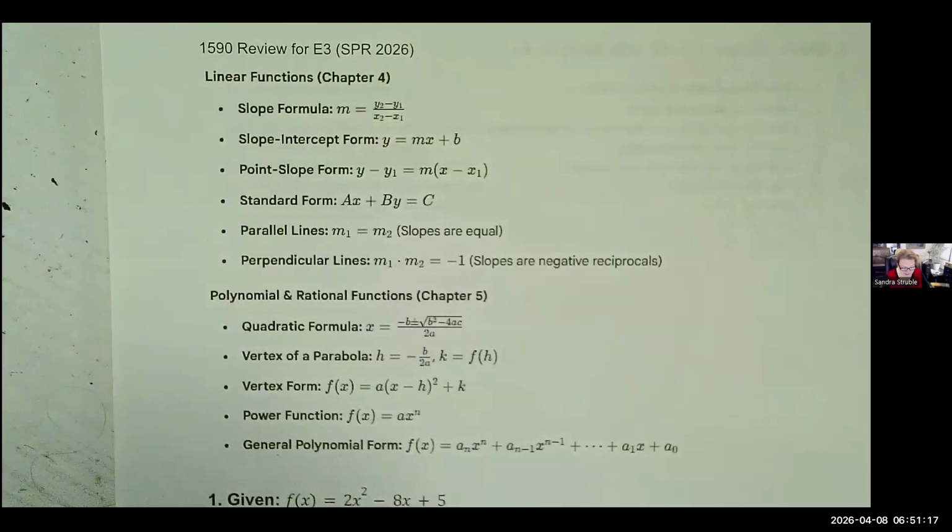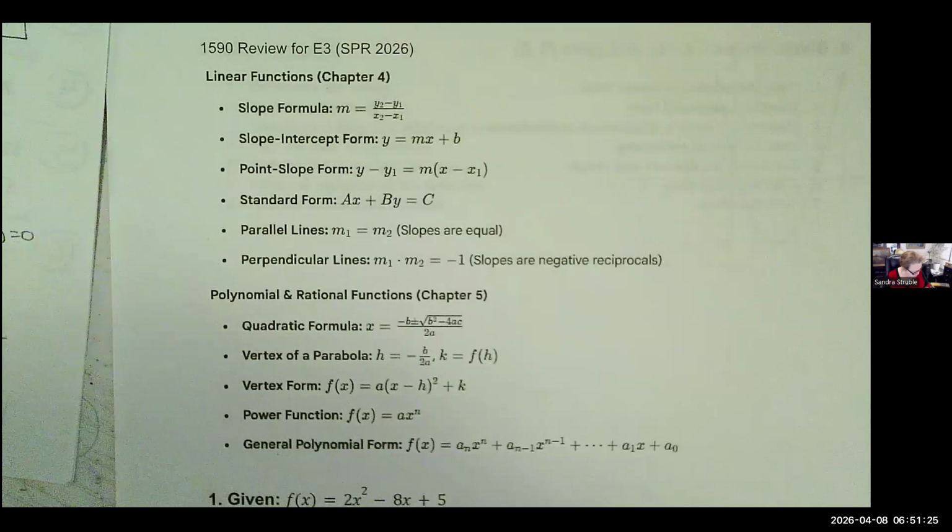Remember, you can use only one side of one 3x5 note card. Please don't try to go any further than that. It makes me question things, and I don't want to question things.